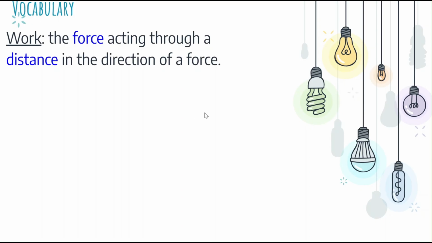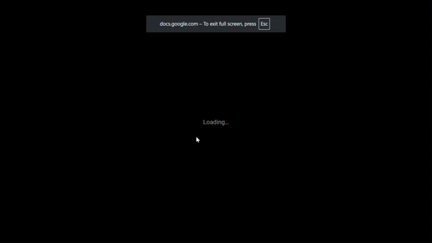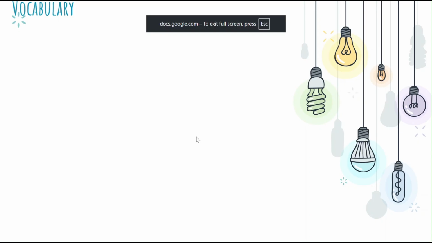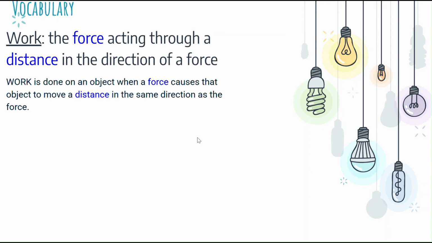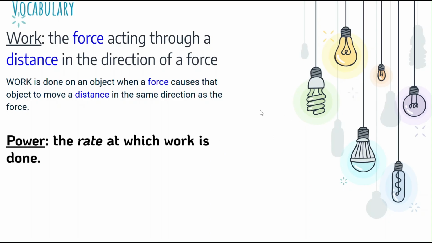Work itself, in science, it's the force acting through a distance in the direction of a force. So kind of an easier way to think about this, because that's an awkward statement: work is done on an object when a force causes the object to move a distance in the same direction as that force.